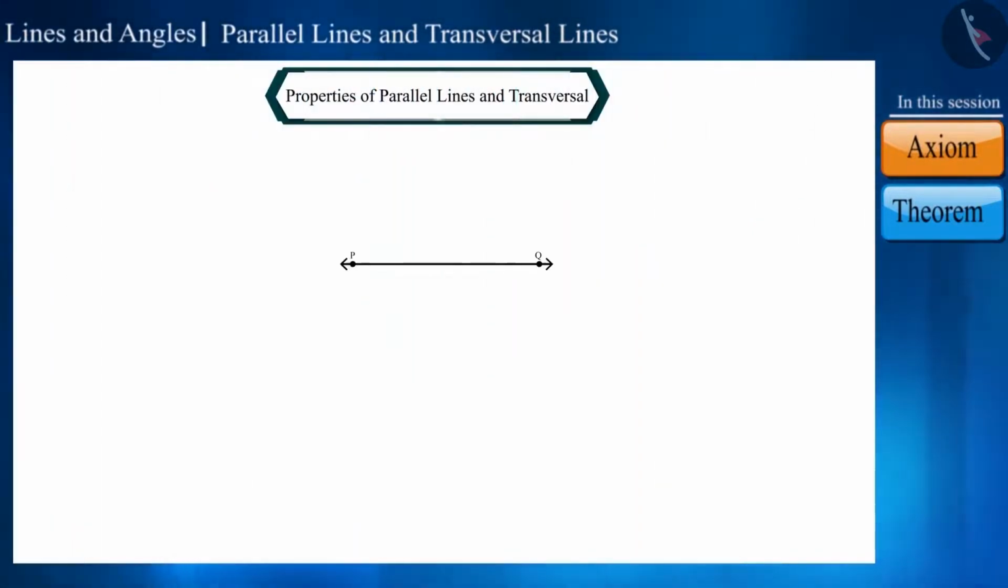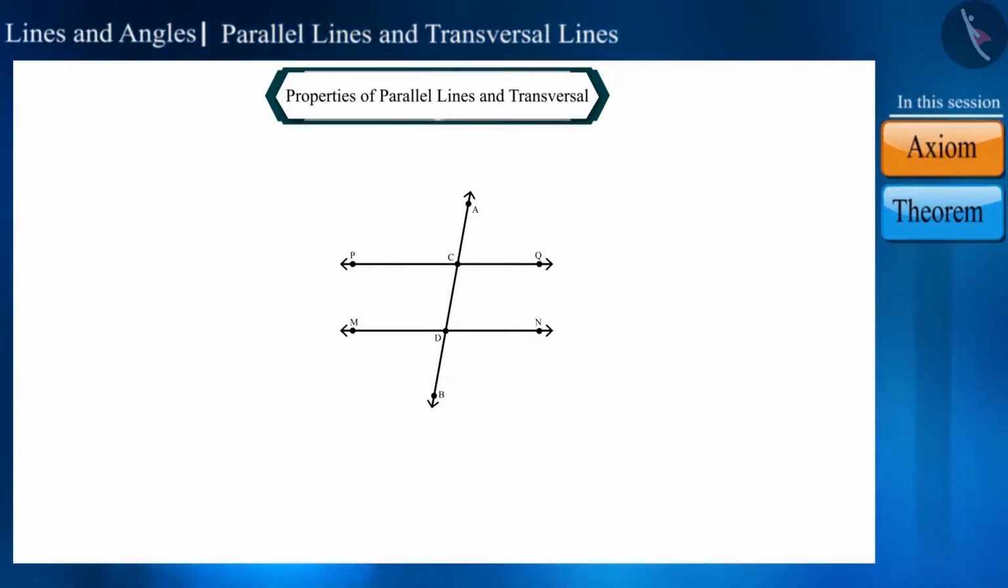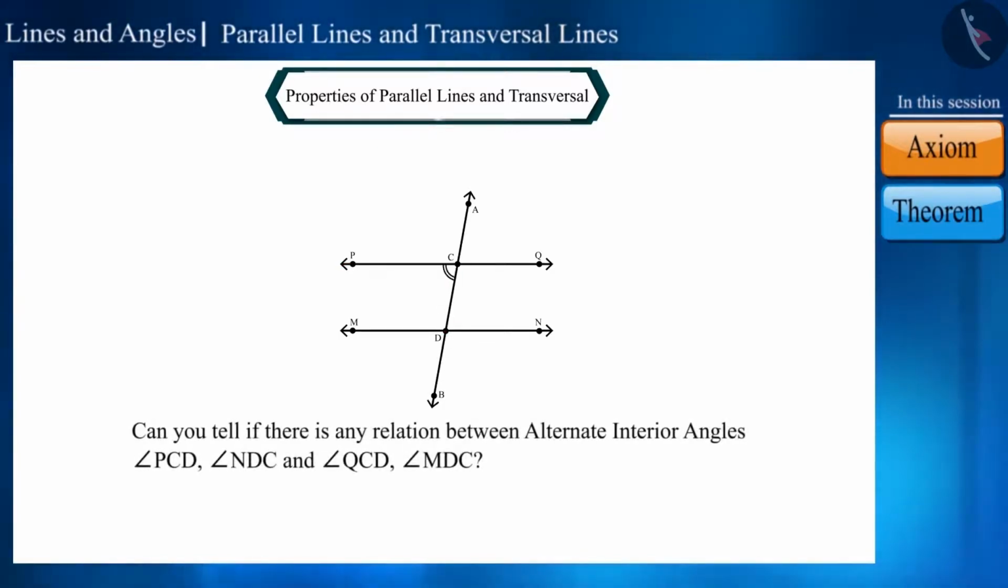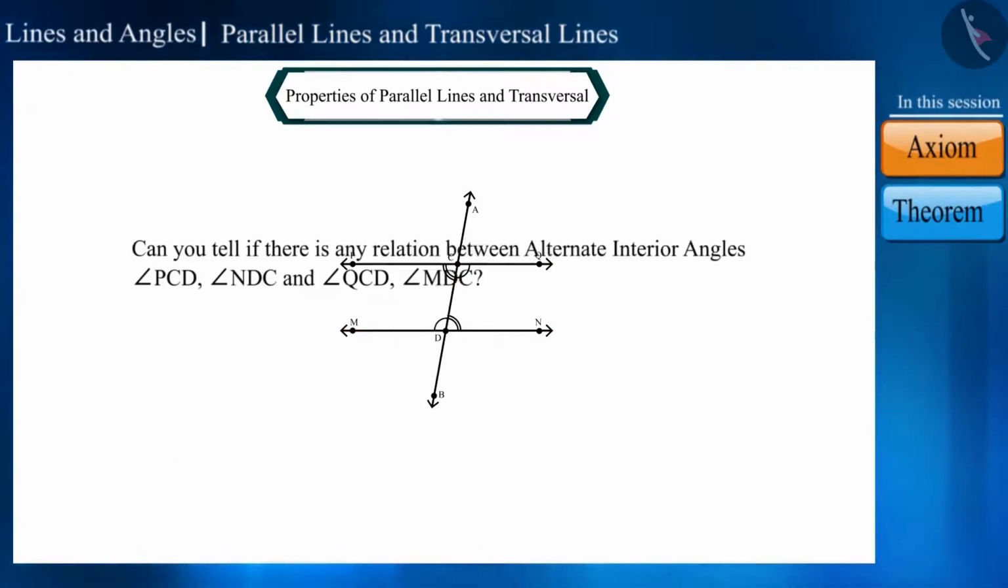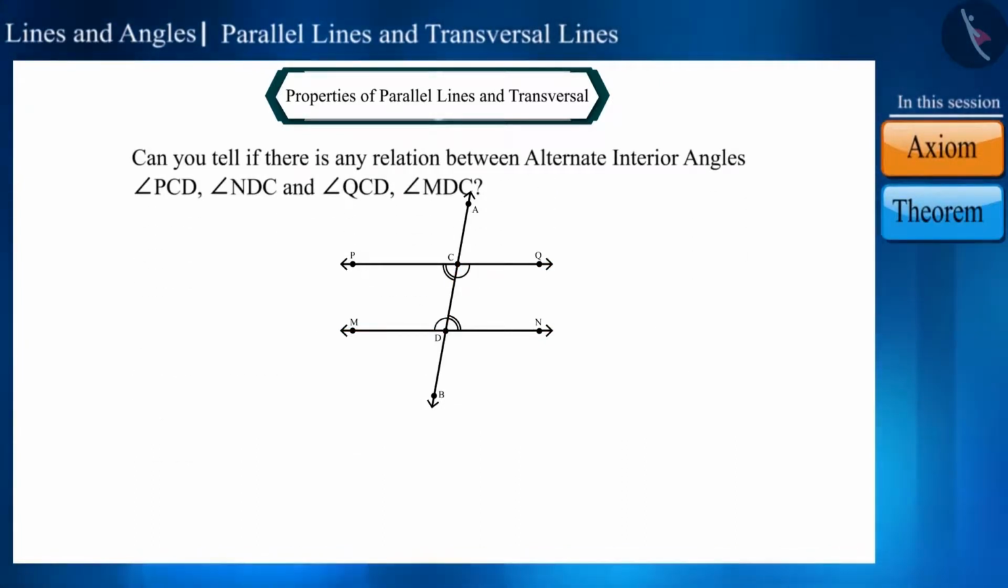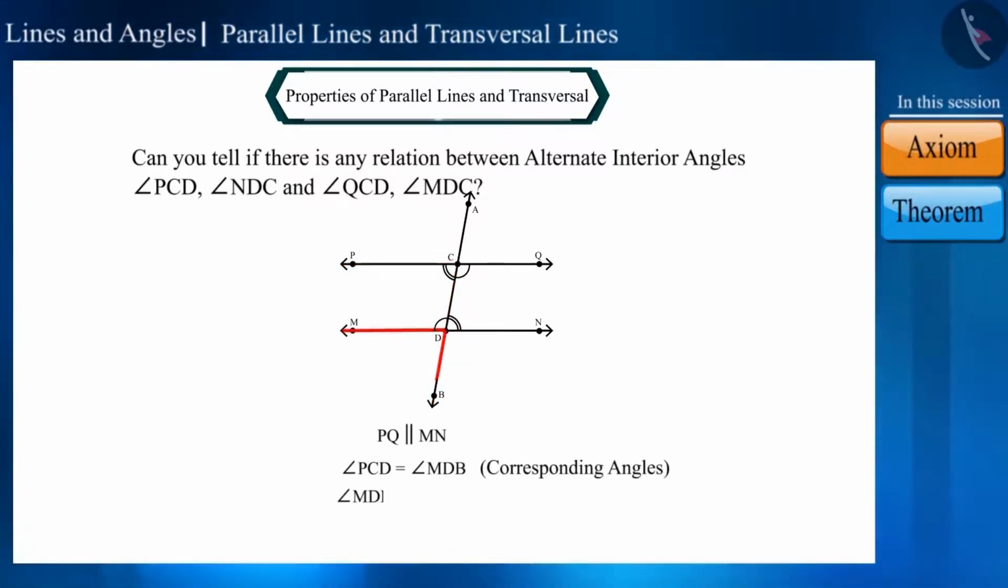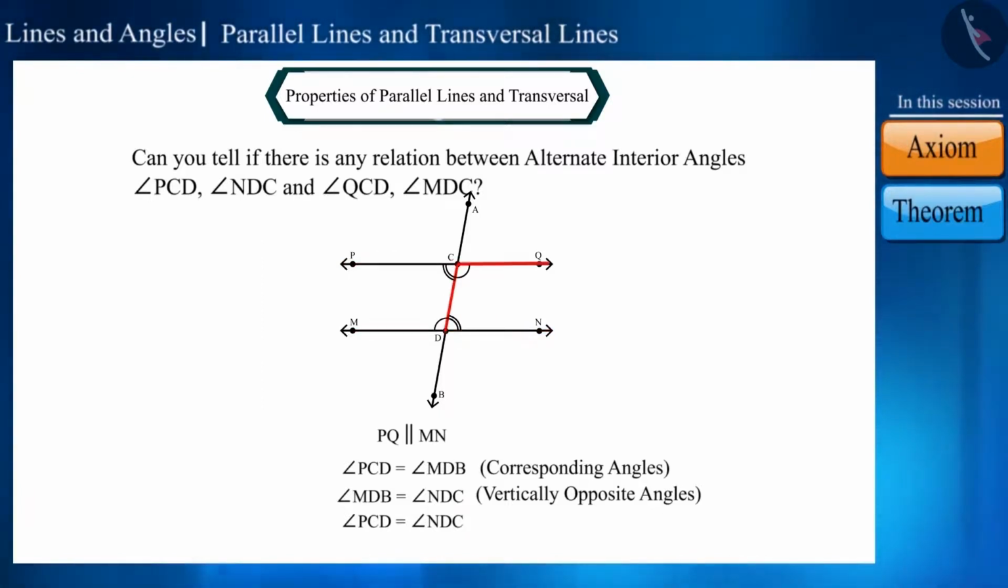Similarly, can you tell if there is any relation between alternate interior angles formed by the intersection of two parallel lines by a transversal? Let's say we have been given that the lines are parallel, that is, angle PCD and angle MDB are corresponding angles. So they will be equal, and angle MDB and angle NDC are also equal, as they are vertically opposite angles. From this, we can draw the conclusion that angle PCD and angle NDC will also be equal. Similarly, we can also prove that angle QCD and angle MDC to be equal to each other.